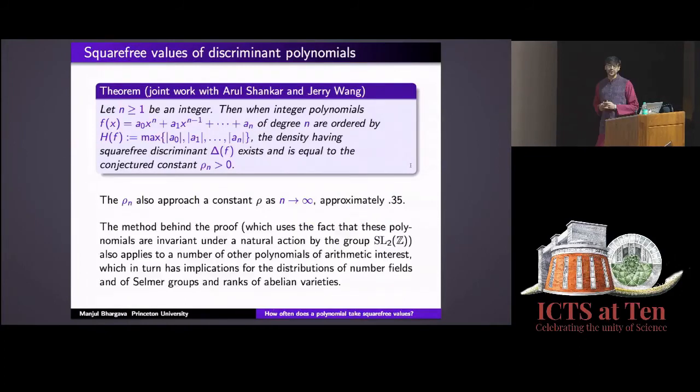The method behind the proof actually uses group theory. It uses the fact that these polynomials are invariant by a certain action of SL2Z, and that special symmetry is what's used to arrive at the result. That method has turned out to have lots of other applications, in particular about the distributions of number fields and about ranks of abelian varieties. But it's cool that that method has an application to something very concrete, the density of square-free values taken by a particular polynomial. And in particular, it has applications to this very classical problem that involves the number theoretic definition of pi. So, okay, I'll stop there. Thank you so much for your attention.